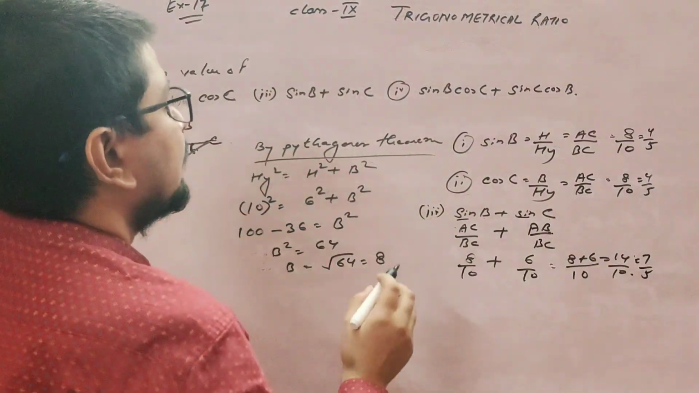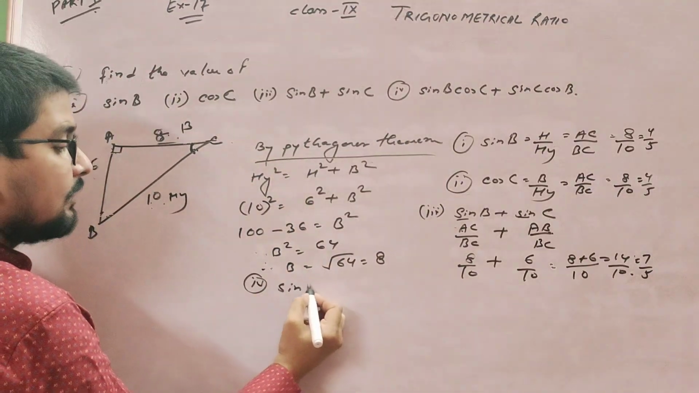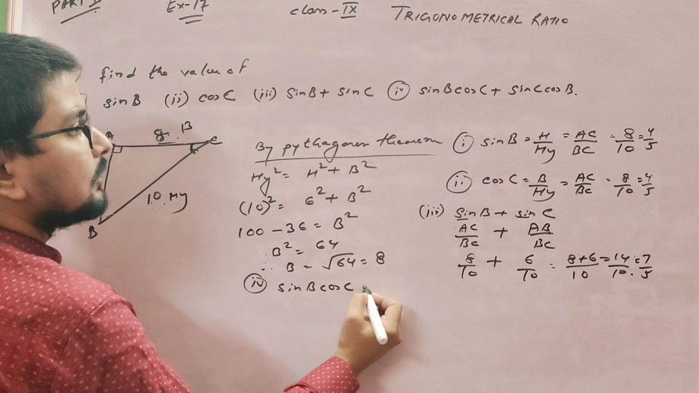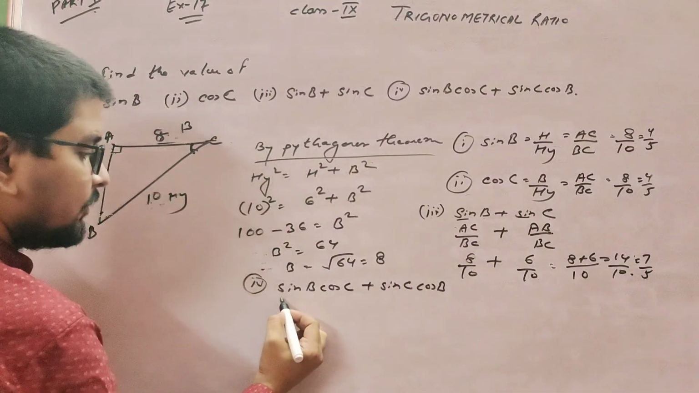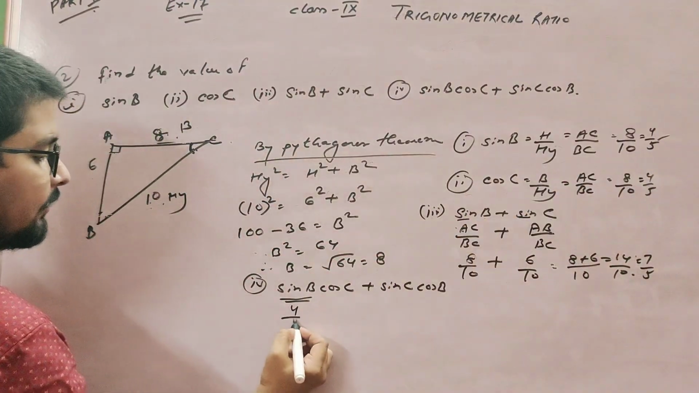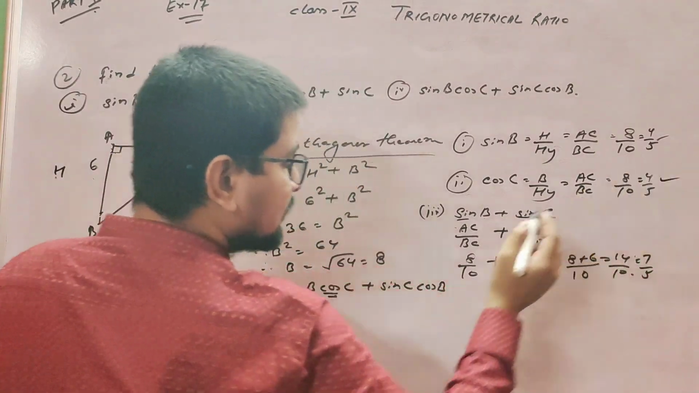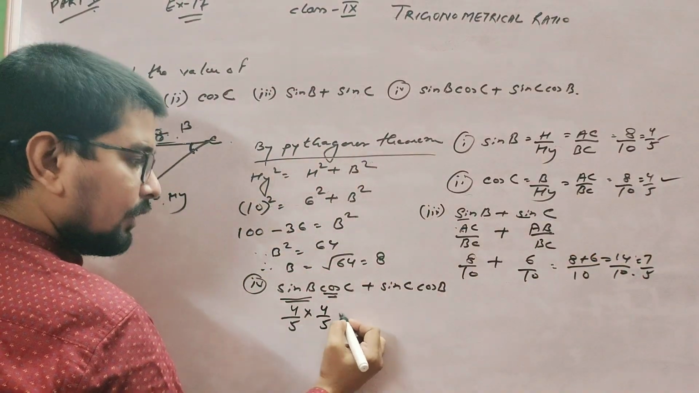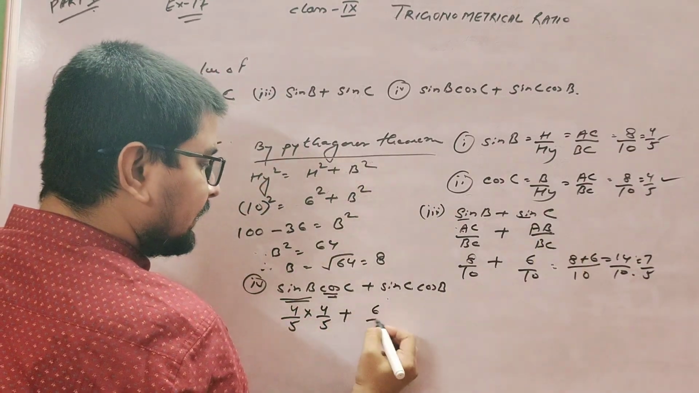Okay, now question number 4. The question is sine B cos C plus sine C cos B. First of all, you see the sine B answer has already come, that is 4 by 5. Into cos C, the answer has also come, 4 by 5. Sine C has also come, 6 by 10.